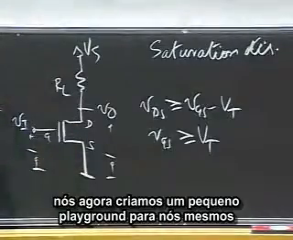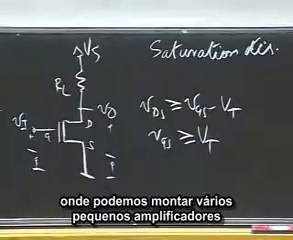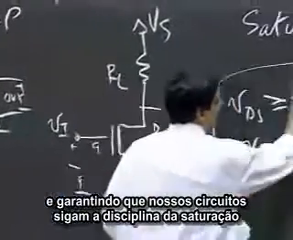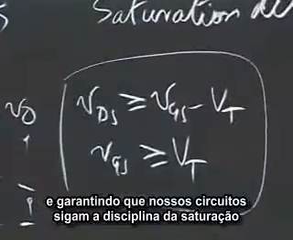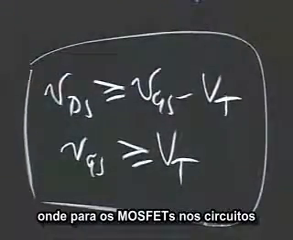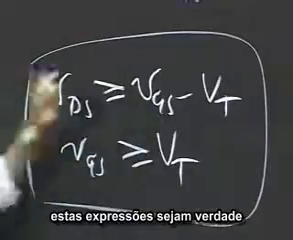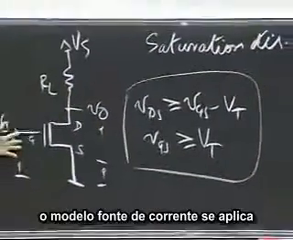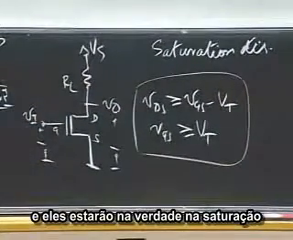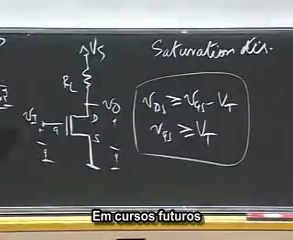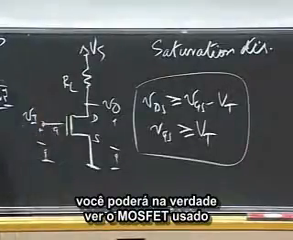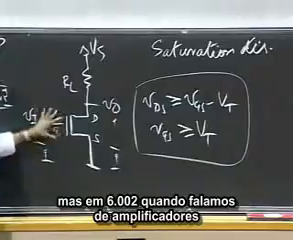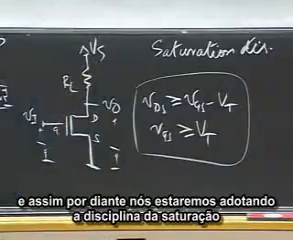Okay? So we've now created a small playground for ourselves where we can build lots of fun little amplifiers and other circuits. And provided our circuits follow the saturation discipline, where for the MOSFET or MOSFETs in the circuit these expressions are true, then the MOSFETs are going to be in saturation, the current source model applies, and I will indeed be getting saturation. Okay, in future courses, you may actually see the MOSFET used in other regimes of operation for a variety of reasons, but in 6002, when we talk about amplifiers and so on, we will be adopting the saturation discipline.